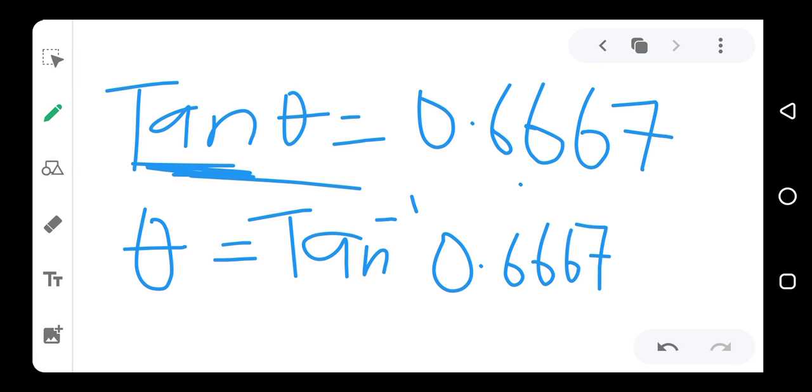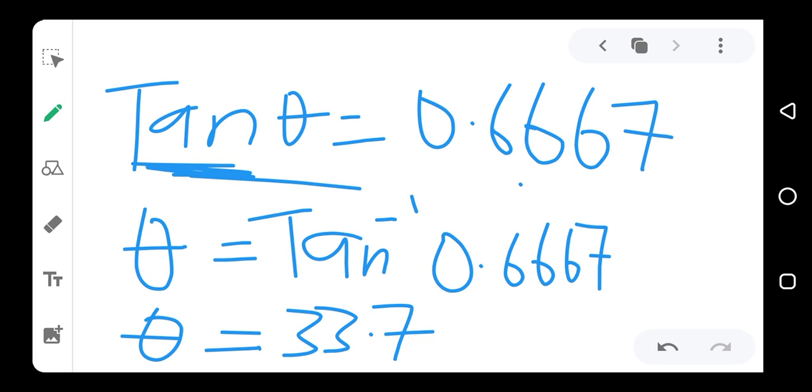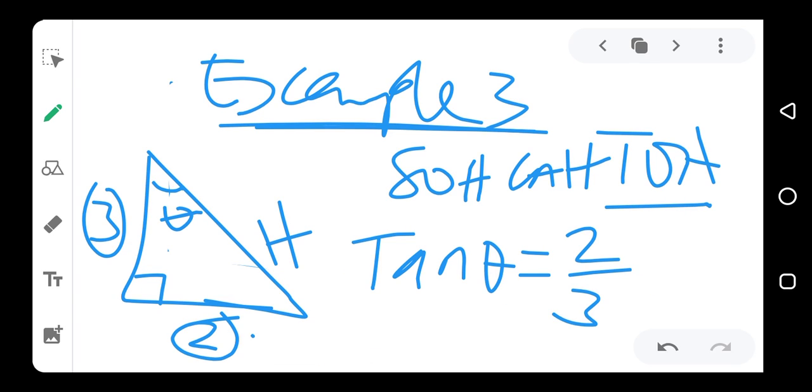If you press arctan 0.6667, we are going to get that our theta is equal to 33.7 in degrees. So this is the answer. We've gotten our angle here as 33.7 degrees. So this is what we do in basic trigonometry. That is how to calculate the sides and the angles in a right angled triangle.